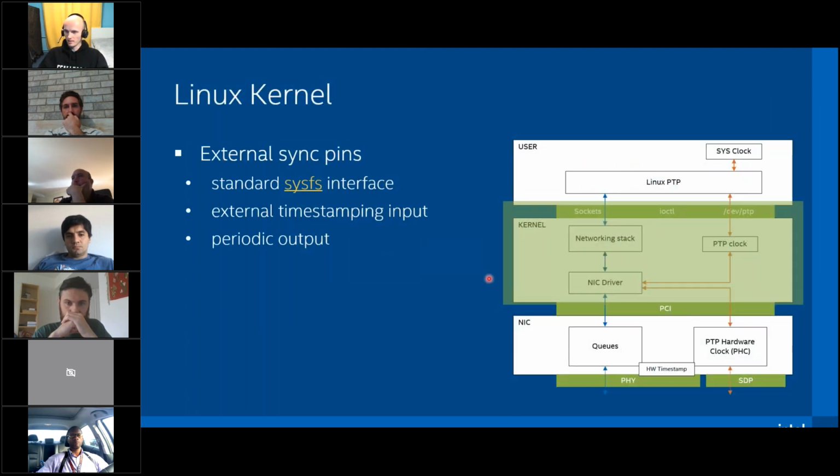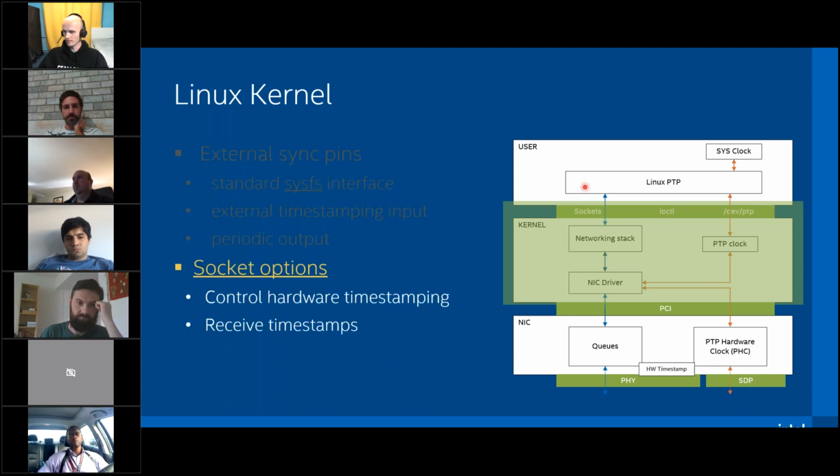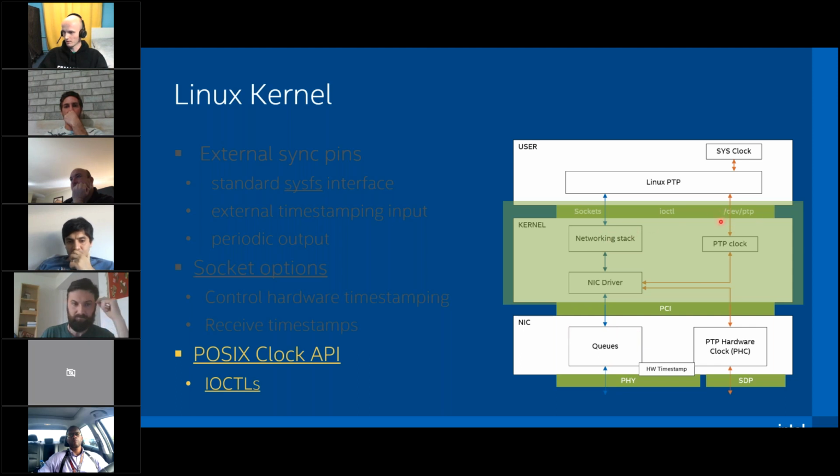Okay, moving on to the Linux kernel, we have the interface for the external synchronization pins. We have those three interfaces that I mentioned before. One interface is used for configuring the external synchronization pins. This is the standard sysfs interface. It supports either external timestamping input, so 1PPS input, and the periodic output, which we use as 1PPS output. We have the socket options that control hardware timestamping and are the way we receive the timestamps that were generated by the hardware. And we have the POSIX clock.